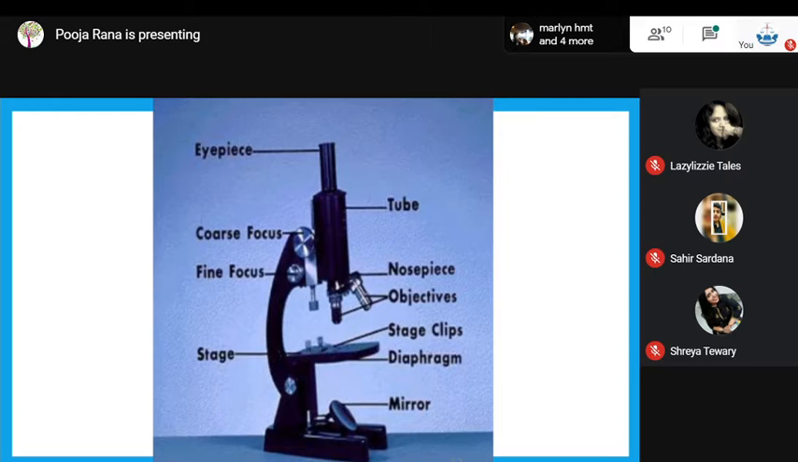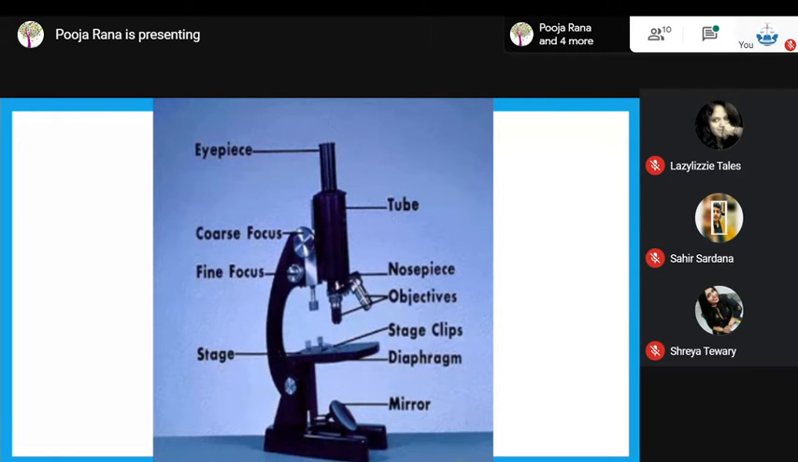U-shaped base, and above the base, the first thing that you'd see is the mirror, and light falls on the mirror and is then sent to the diaphragm. The diaphragm is placed at the center of the stage, and on the stage you place your sample. And there are these stage clips which help you to fix your sample onto the platform. That is the stage. Now, from this stage or the diaphragm which is present over there, the light would be passing onto the objectives.